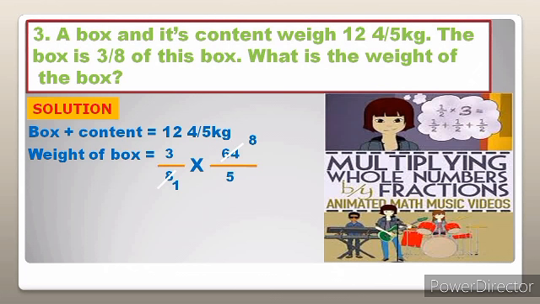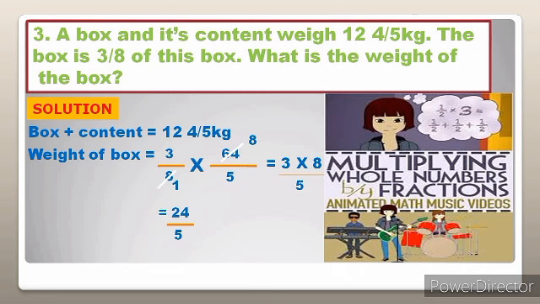So you multiply all the numerators over the denominators. 3 times 8 gives us 24 over 5 times 1, which is 5. So 3 times 8 is 24 over 5. Remember, this is an improper fraction. So 5 can divide 24, leaving us a remainder. So we cannot leave an improper fraction like that.